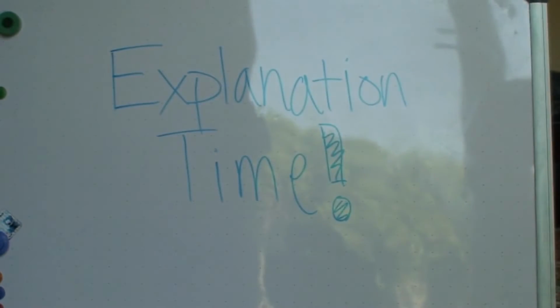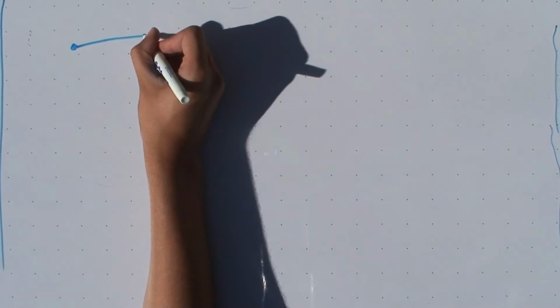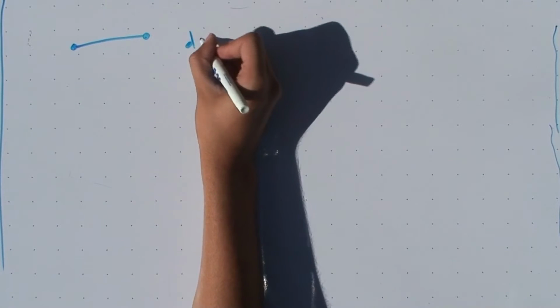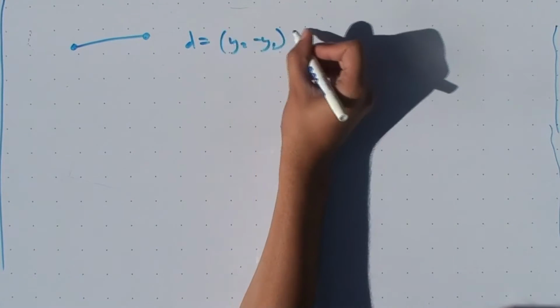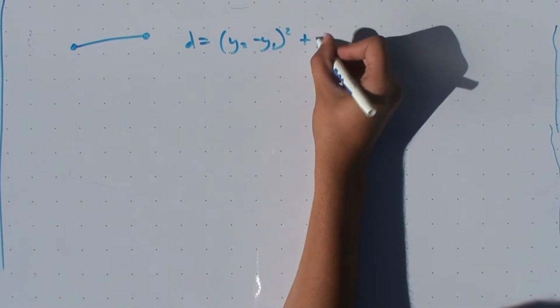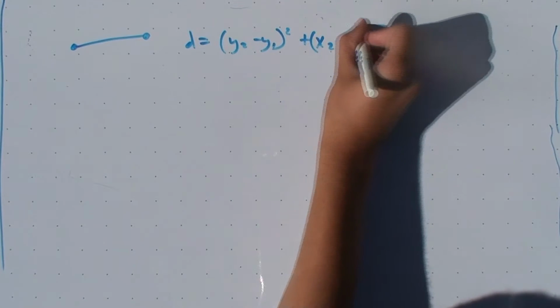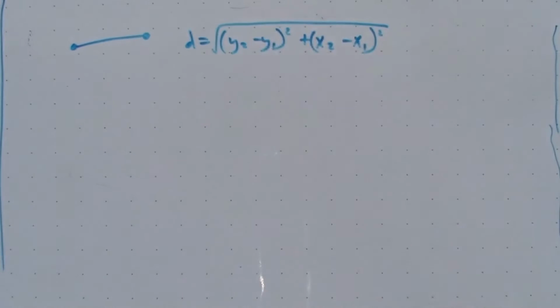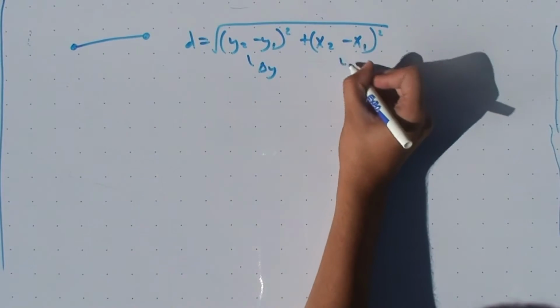Explanation time! Alright kids, so here's where the math gets all nitty gritty. First we're going to start with the distance formula, which you should already know. D equals the square root of (y2 minus y1) squared plus (x2 minus x1) squared. Now you can see that y2 minus y1 and x2 minus x1 can be written as delta y and delta x.